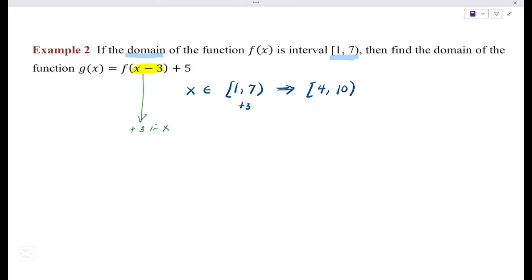And then next is adding 5. But this is adding 5 in the y, meaning there is no effect in x, because the transformation is that the graph is shifted 5 units upward. So the domain of f of x minus 3 plus 5 is from 4 to 10.